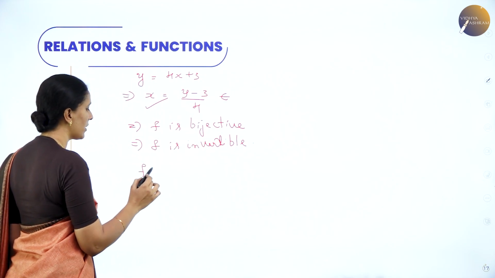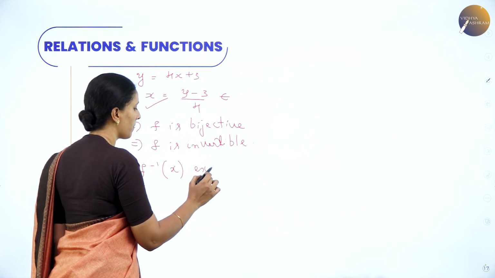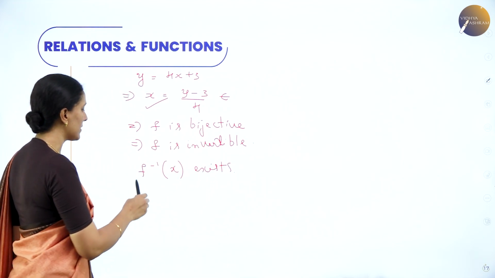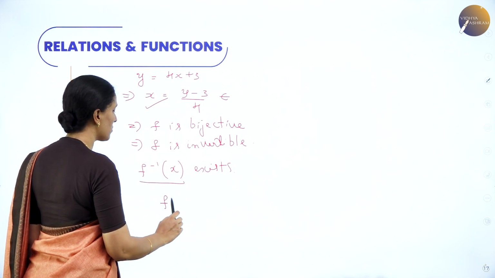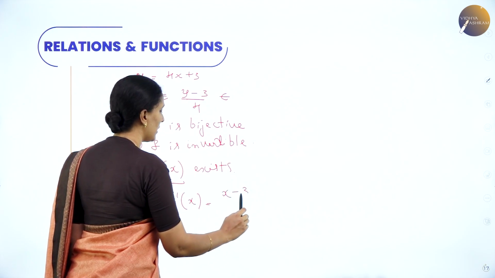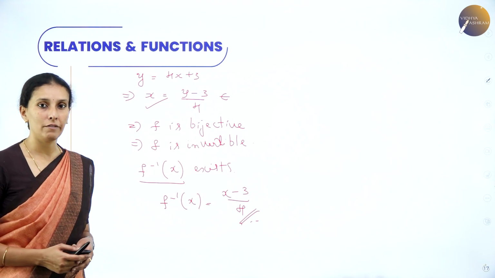Thus, we can write that f inverse of x exists. So here, this f inverse of x can be written in the form of (x minus 3) by 4. So this is the inverse of the given function.